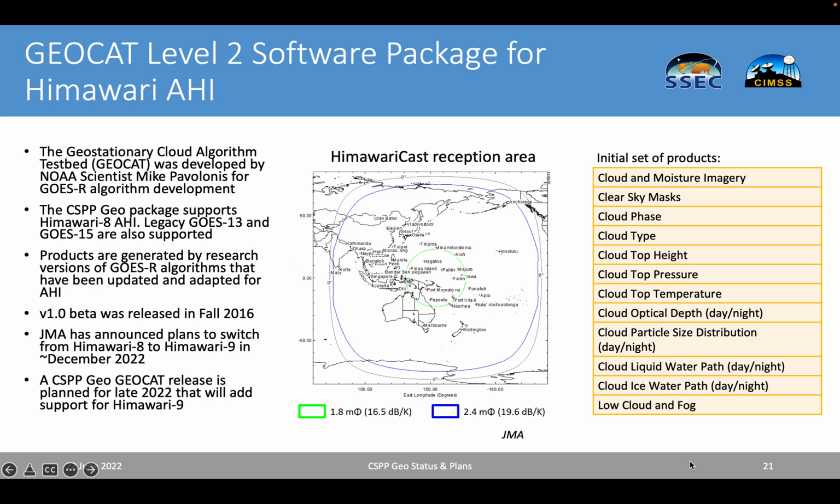We haven't done a lot of development since then, but the new thing is that JMA has announced plans to switch from Himawari 8 to Himawari 9 as the operational satellite in December of this year. So we've started talking about, and we're planning to work towards a release that will support Himawari 9 to come out in late 2022.